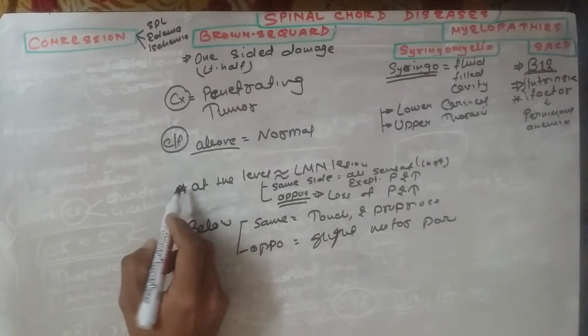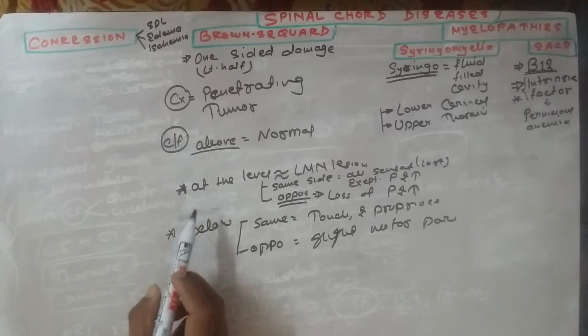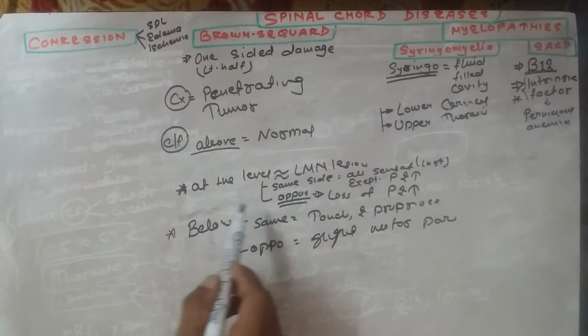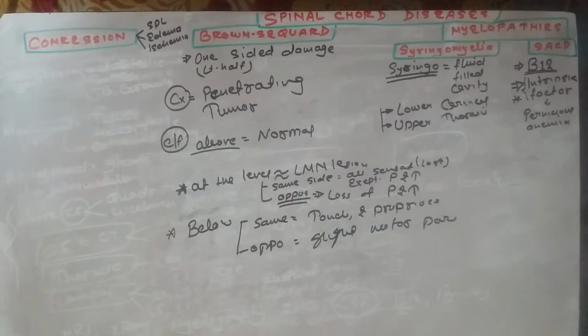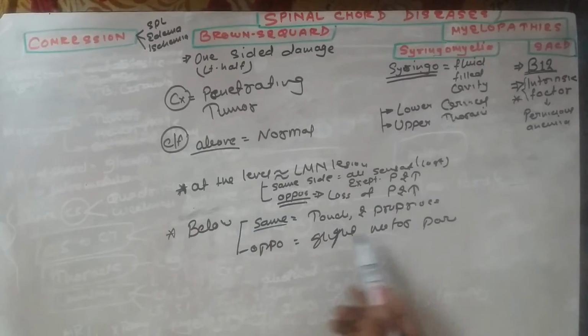So we need to remember only at the level of the lesion and below the level of the lesion. At the level of the lesion, all sensations are lost on the same side, whereas only pain and temperature are lost on the opposite side. Below the level of the lesion, on the same side touch and proprioception are lost, whereas on the opposite side there is slight motor paralysis. This is what we need to remember in Brown-Séquard syndrome.